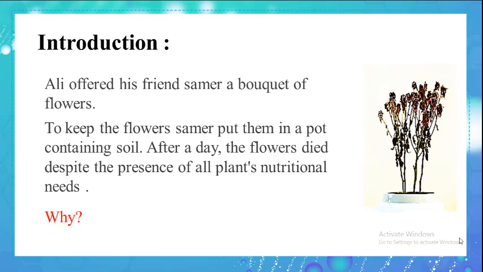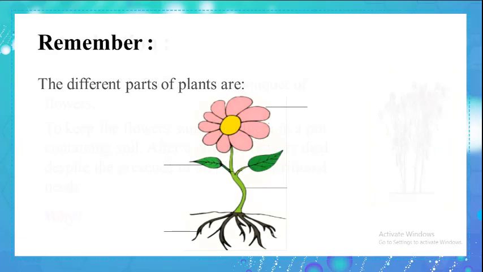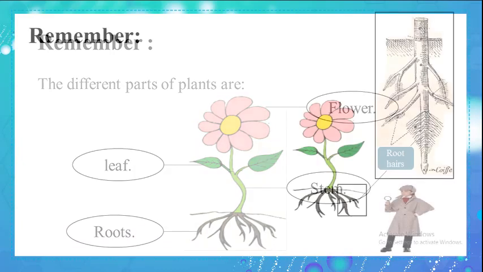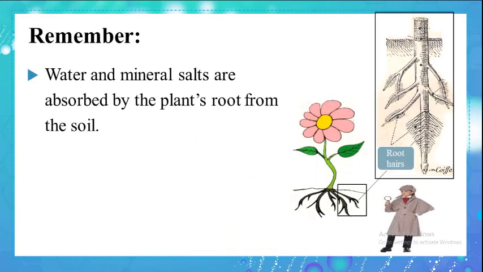Why do you think that happened? Although the flowers had water, sunlight, mineral salts, and carbon dioxide, the flowers died. Remember, the different parts of the plants are the flower, the leaf, the stem, and the roots. Water and mineral salts are absorbed by the plant's root from the soil.